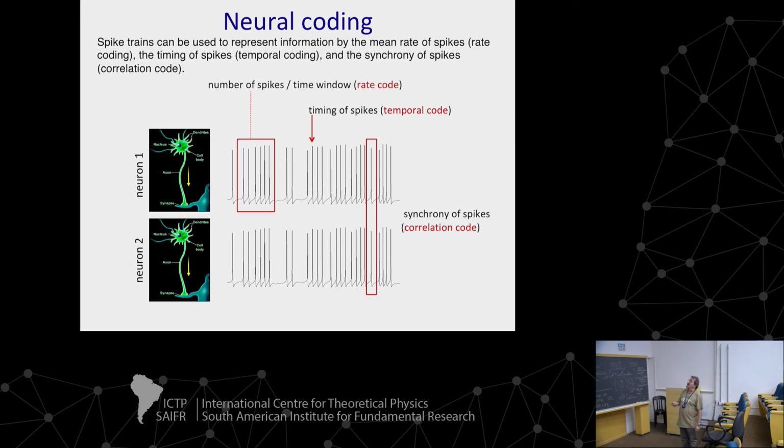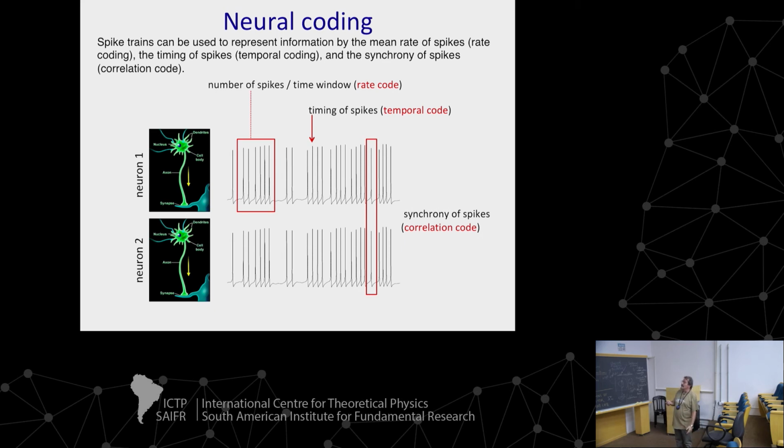So you can have, say, a so-called rate code based on the rate. You define a short time window, and you count how many spikes occur during that time window. If, in the same time window, the rate changes, you can say that the neurons are coding things by the rate of discharges of spikes.